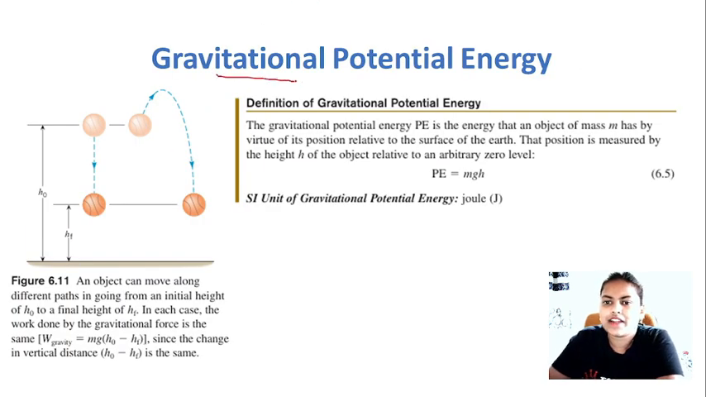Next topic is gravitational potential energy. Potential energy of a body is due to the height from the earth's surface. If a body has a mass m and it is at height h, then the potential energy of that body would be equal to mgh. The unit of gravitational potential energy is joule.